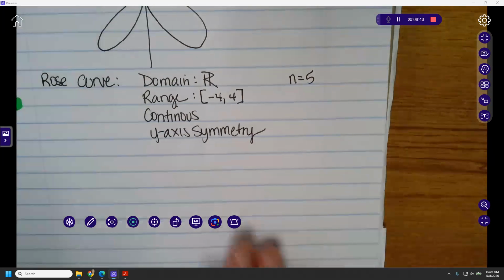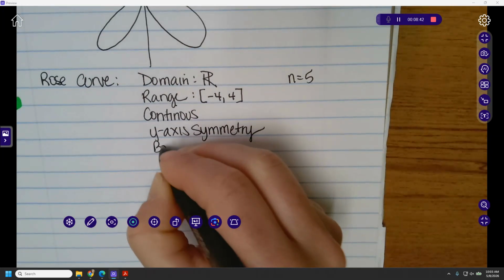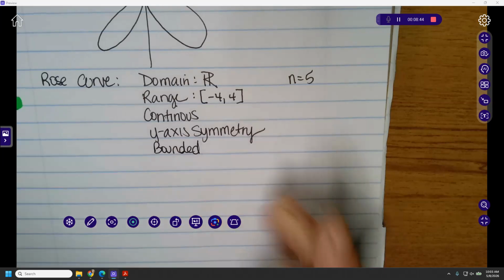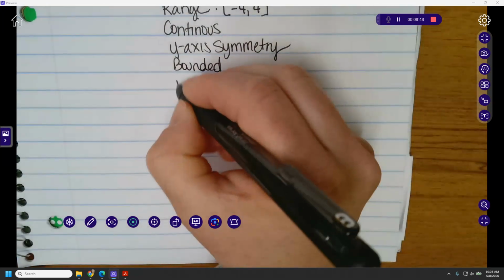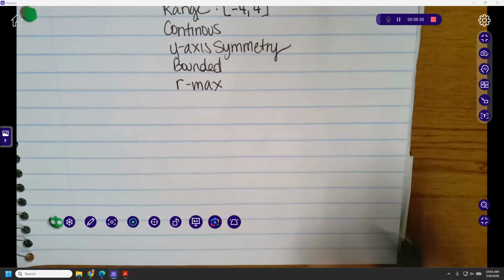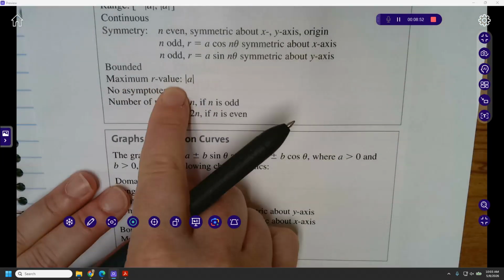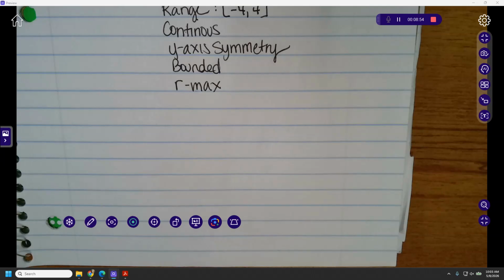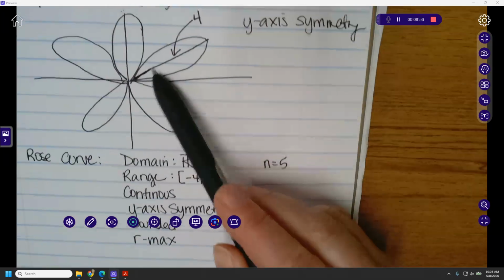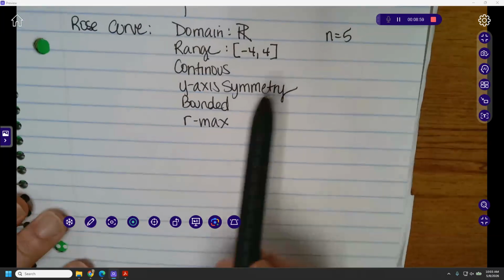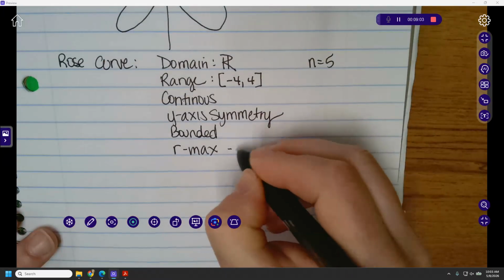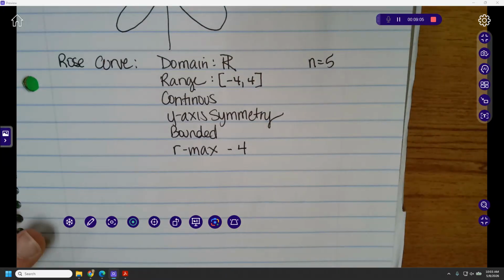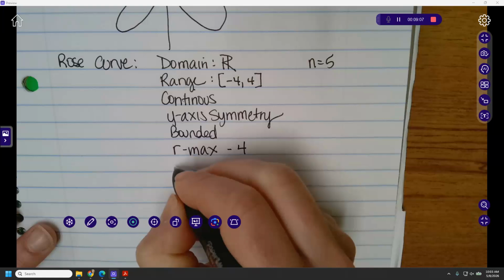And then this is a bounded function. It's got an R max. An R max means this max value here. What's the furthest it gets away from the middle? You guys already told me the R max was 4, but you can always get it from the number in front of the function. The R max is just 4 here. There's no asymptotes.